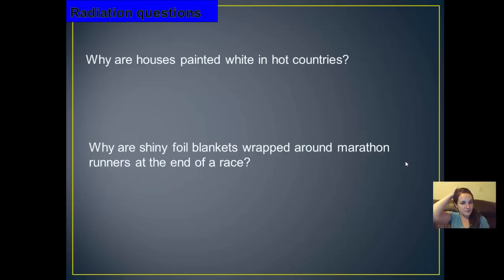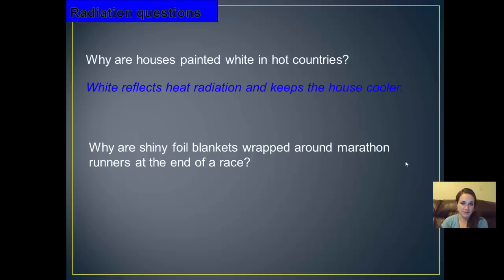Now some radiation review questions. So why are houses painted white in hot countries? So if you think about it, a lot of countries like Mexico, Greece, Italy, they have very light colors because they're in hot areas. You don't see very many black houses. That's because white reflects heat radiation and keeps the house cooler.